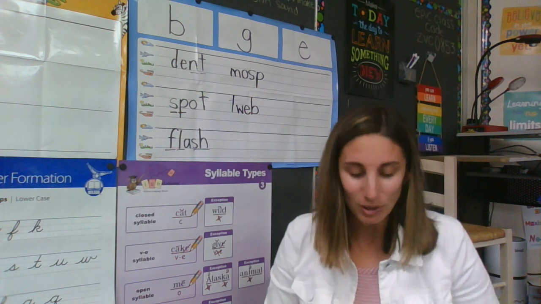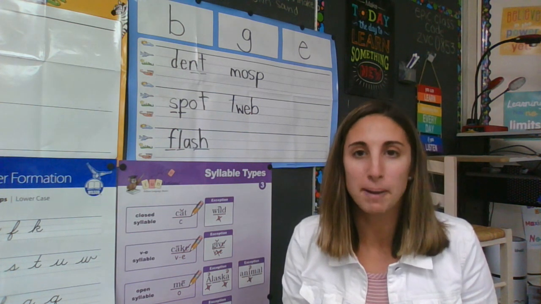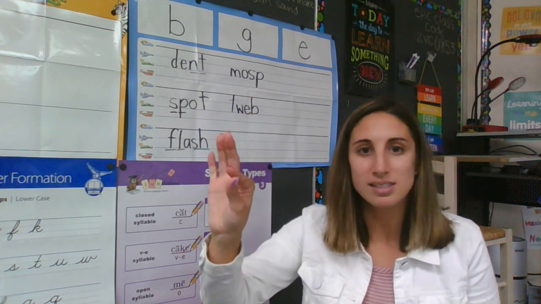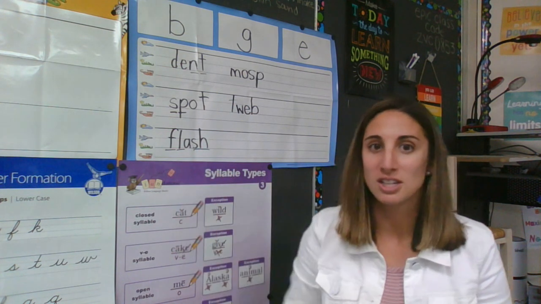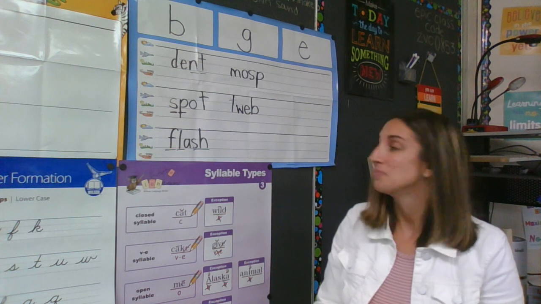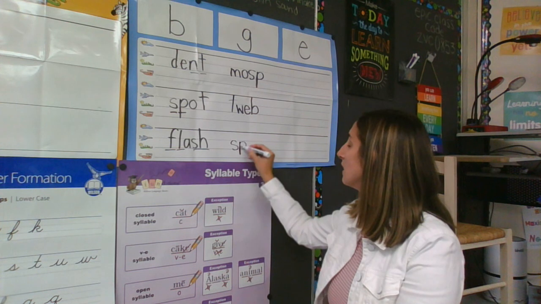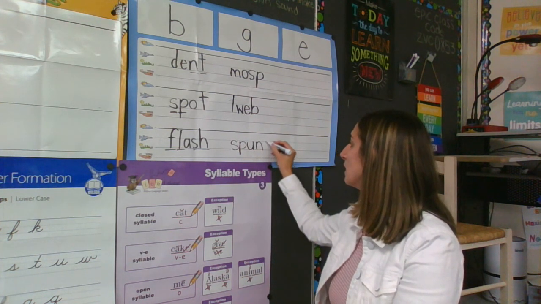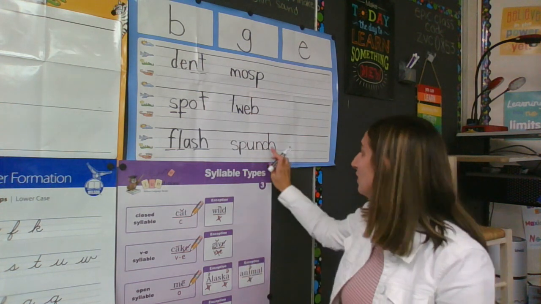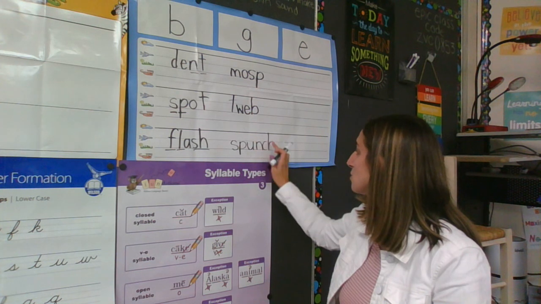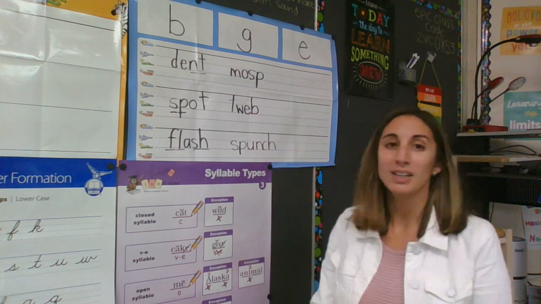All right, the very last word is sponge. Say it. Sponge. Tap it. S-P-A-N-G. Sponge. Let's see how you did. There's my word sponge. And I kind of want to fix this because it looks like my letters are too squished. There we go, together.